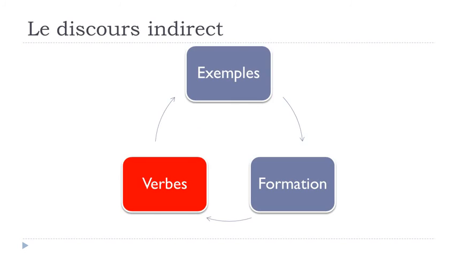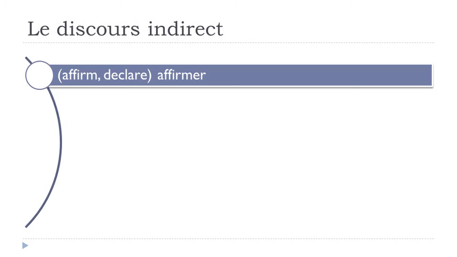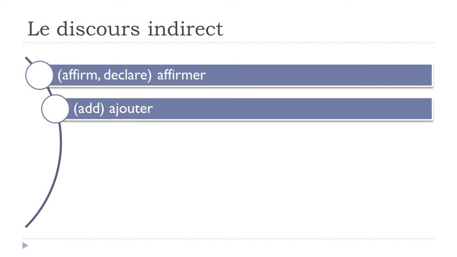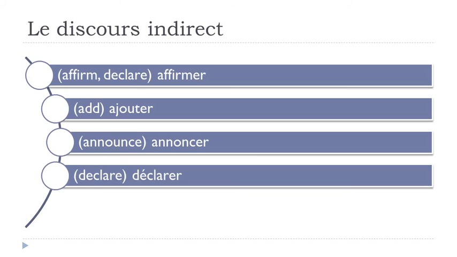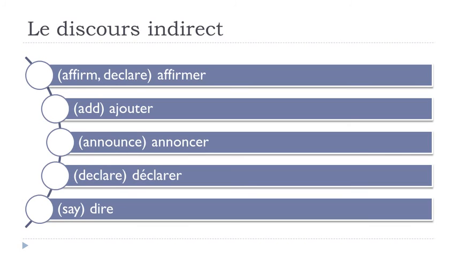Okay, and so now let's see the verbs that you could use to introduce this discours indirect. Okay, and the list will start now. Affirmer, ajouter, annoncer, déclarer, dire.